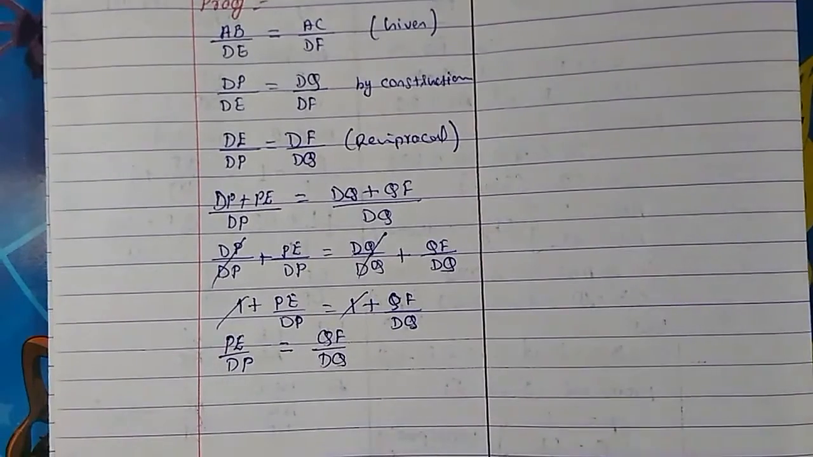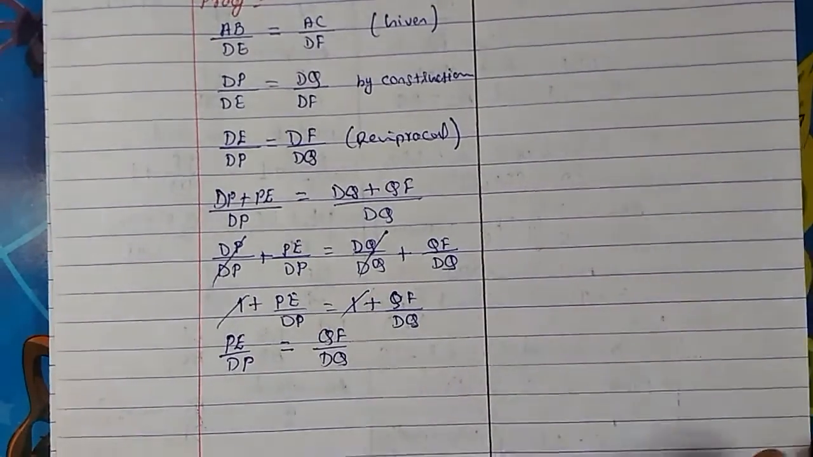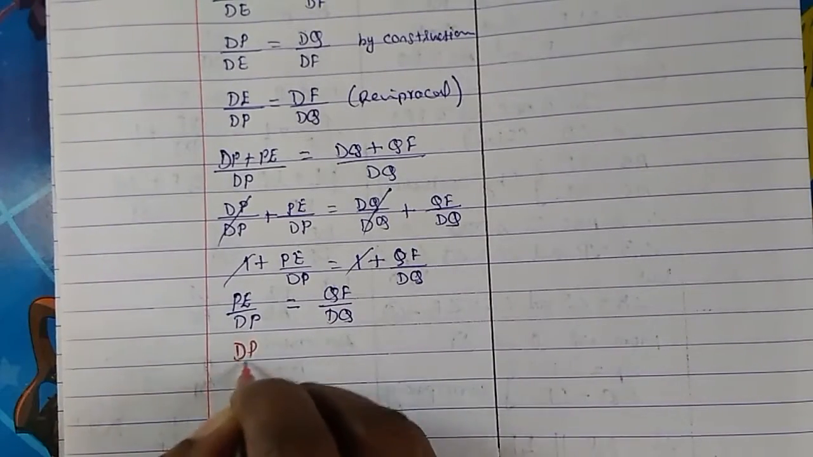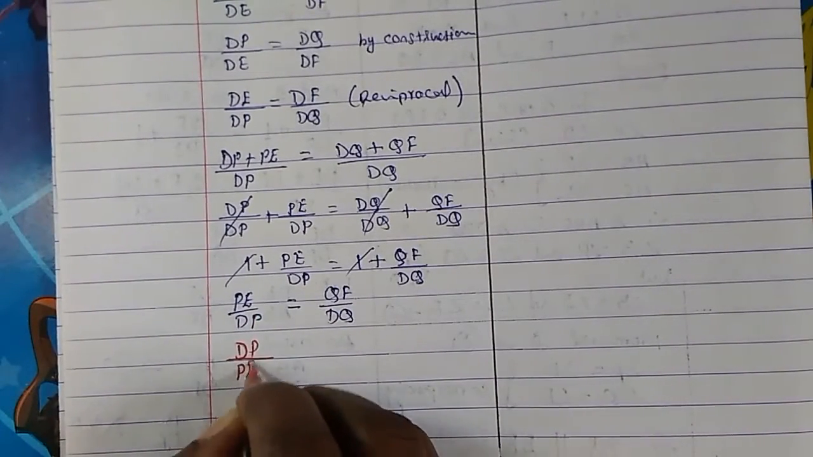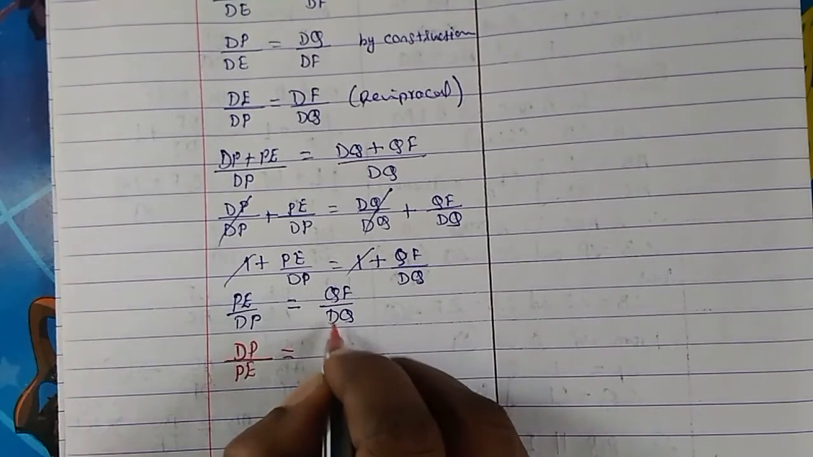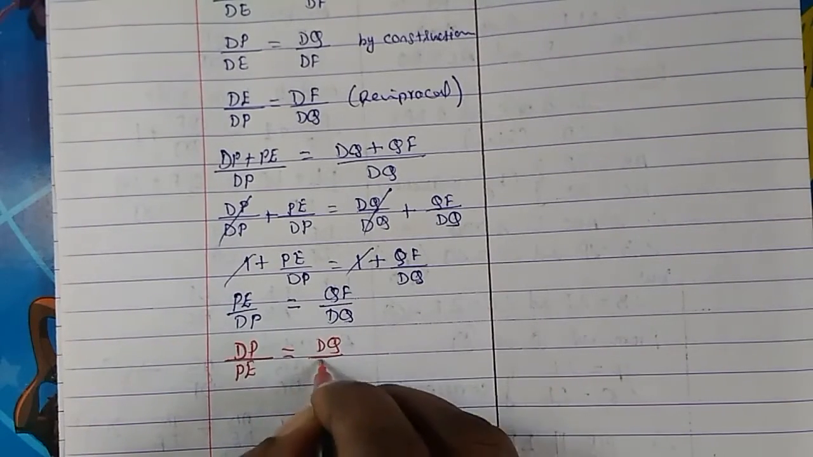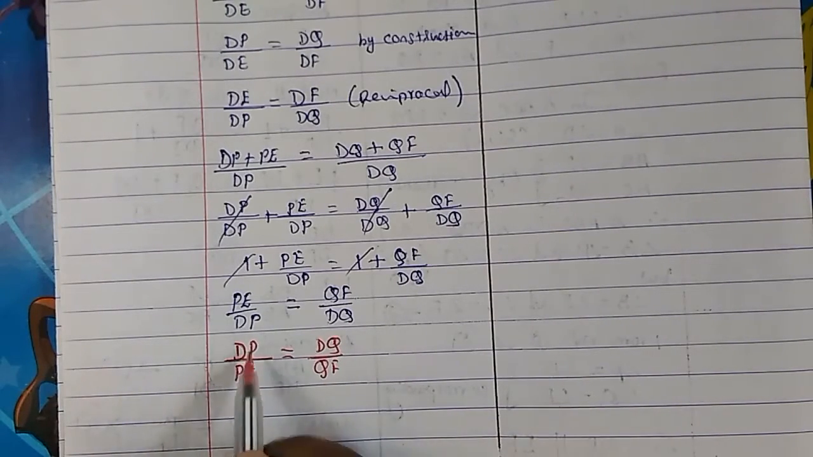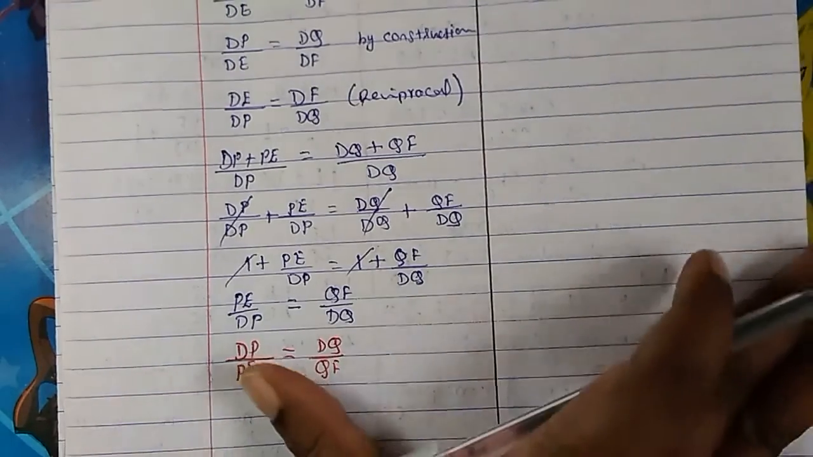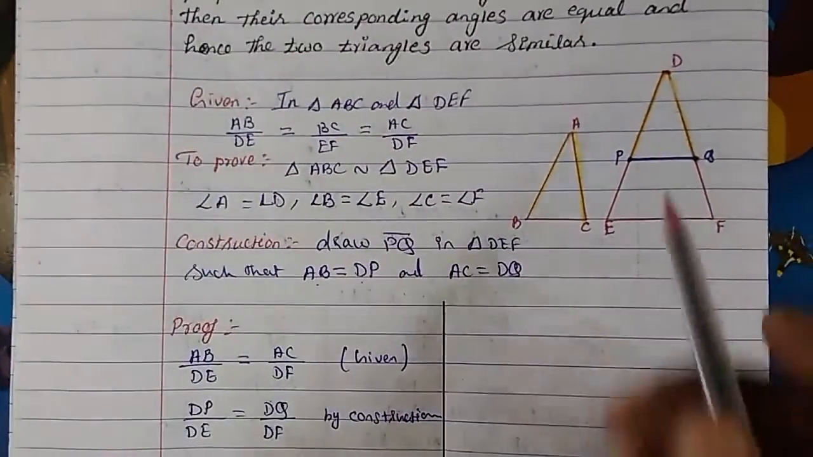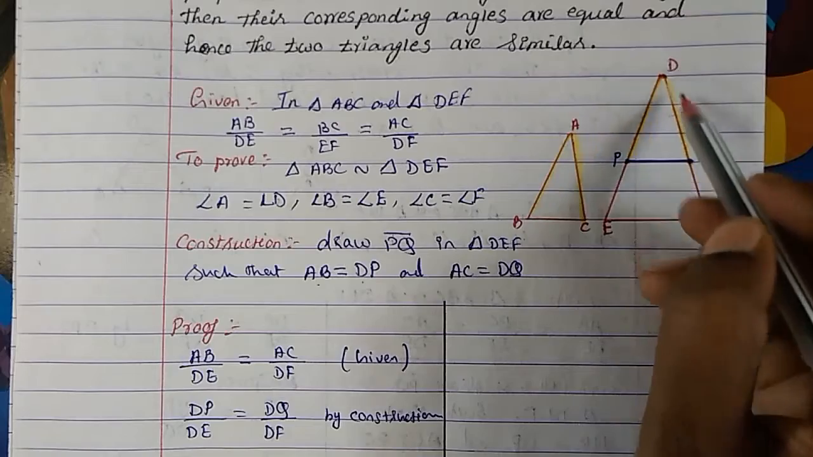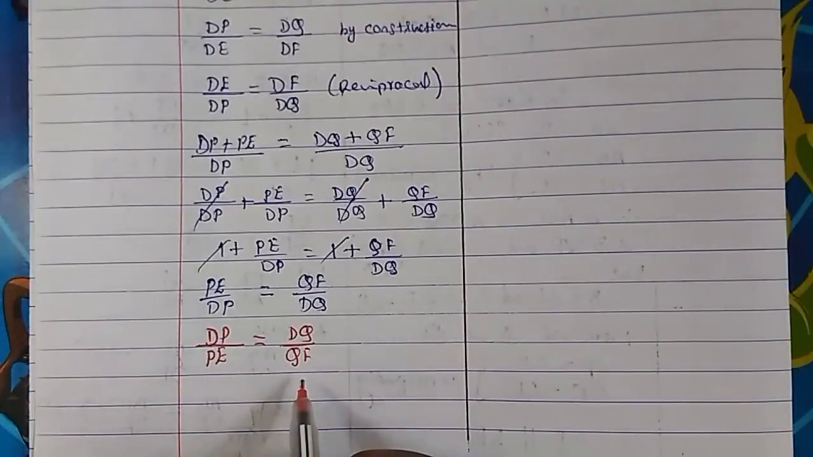So let's write down the reciprocal of this. So DP goes up and PE comes down, equal to DQ goes up, QF comes down. Okay, so now look at DP upon PE. DP upon PE is equal to DQ upon QF. You see, that's what we have got.